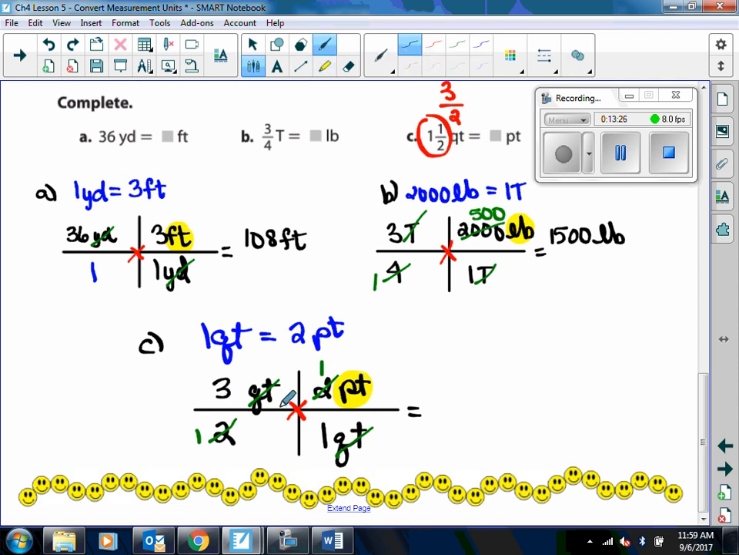3 times 1 pints, that's going to be 3 pints, over 1 times 1, which is just 1. So our final answer there is going to be 3 pints.